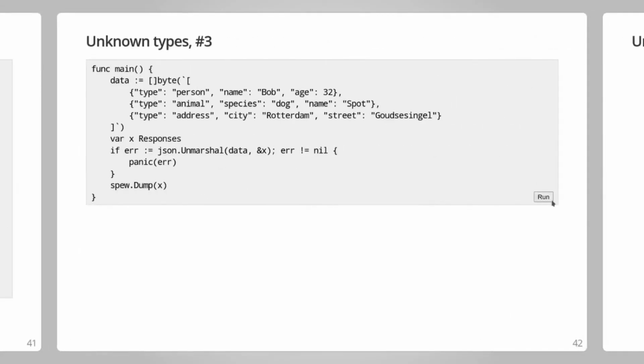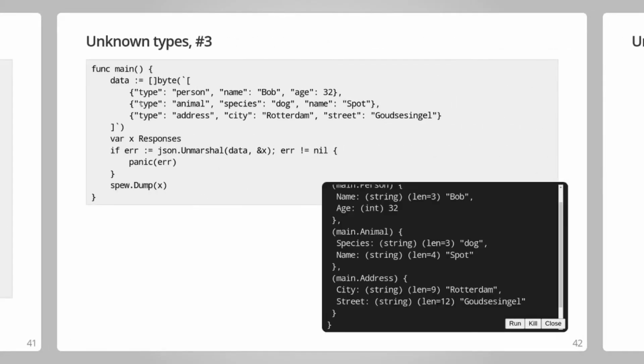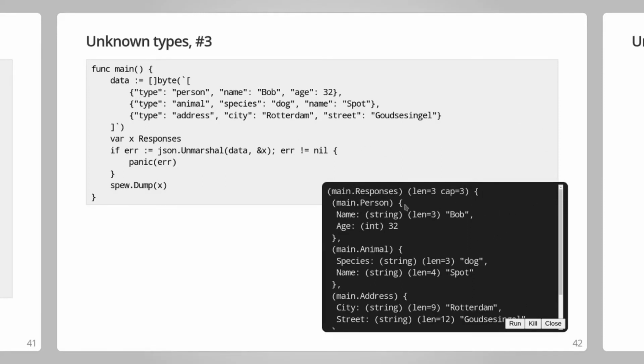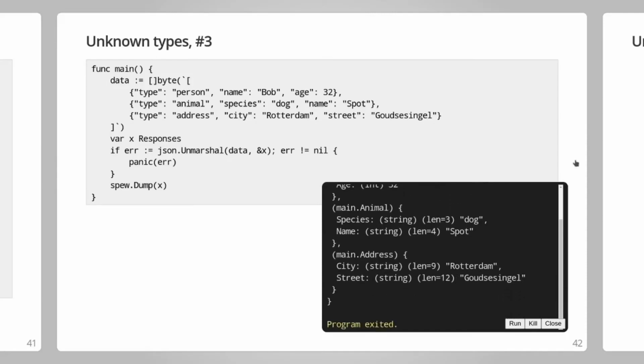Let's look at an example. So our input here has 3 different objects of 3 different types, and the output result is a slice of empty interface. The first element is of type person, the second animal, and the third address, as you would expect.